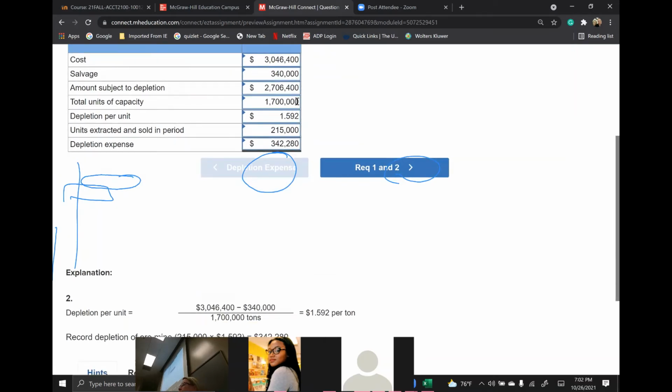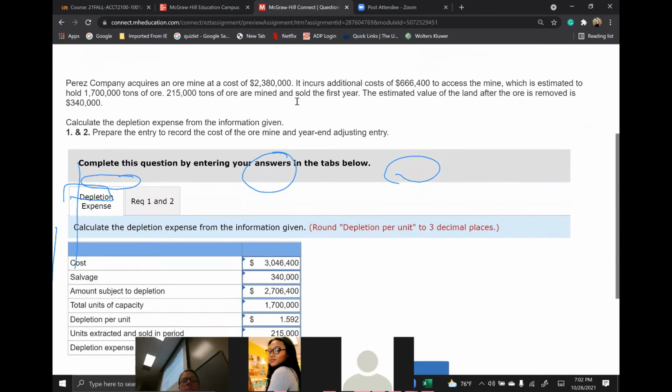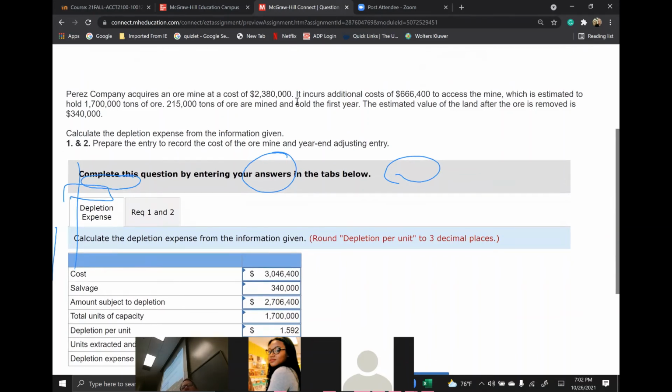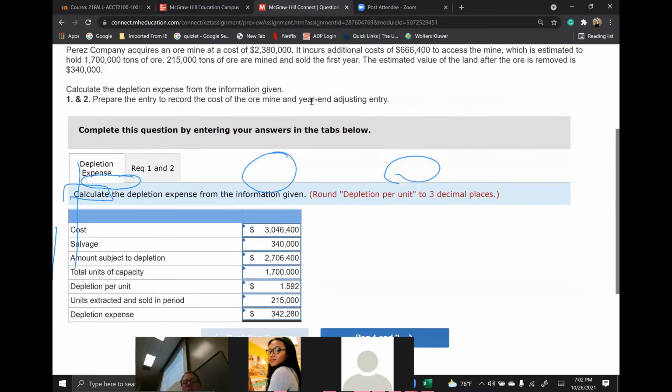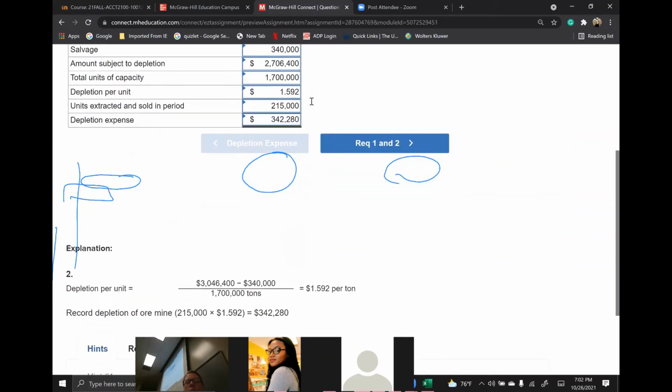So once I know what it is per unit, when it tells me in the sentence, it says 215,000 tons of ore are mined and sold in that first year. Well, I know how much I sold. So now I need to know, okay, now I know my per unit. I'm going to expense out, I'm depleting that land by the 215. I've come up with an estimate that's per unit. So I'm just going to take that per unit and multiply it by that 215,000.